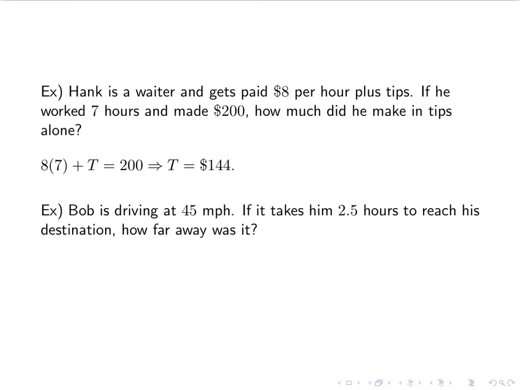Bob is driving at 45 miles per hour. If it takes him 2.5 hours to reach his destination, how far away is it? So here we have to remember how speed and distance and time are related. If you take your speed and multiply it by time, you will get your distance. And if you can't remember that, just remember your units.